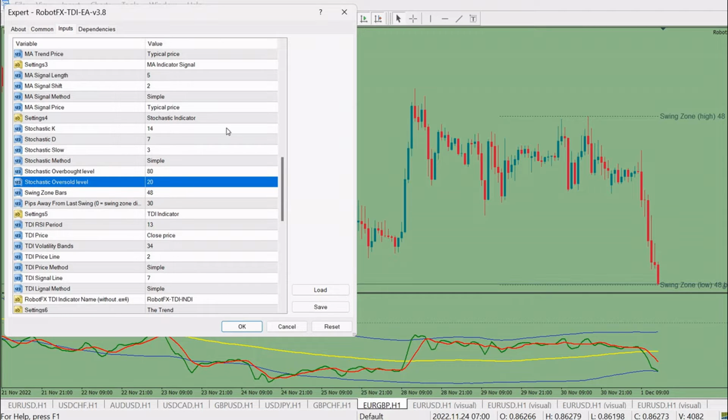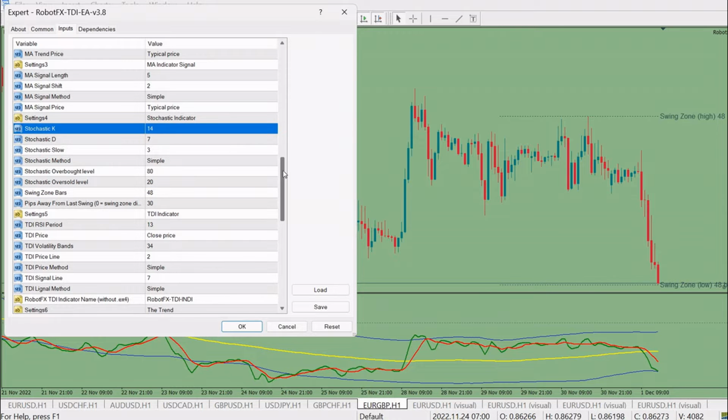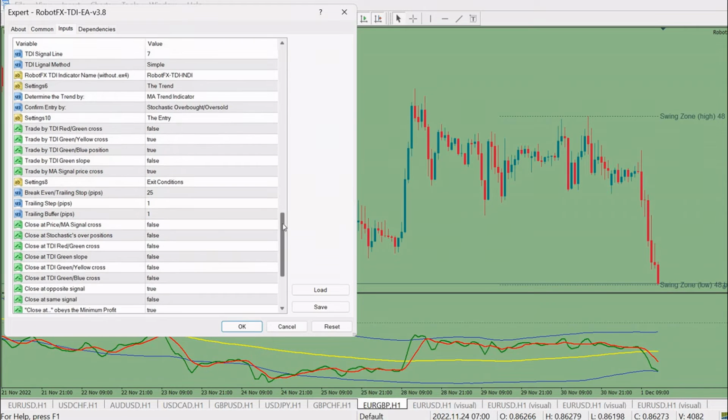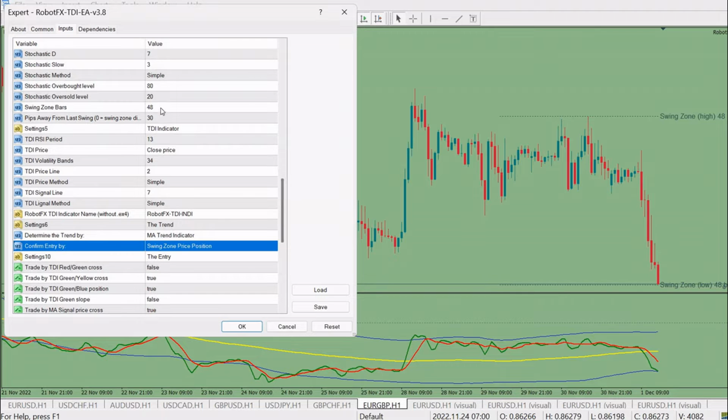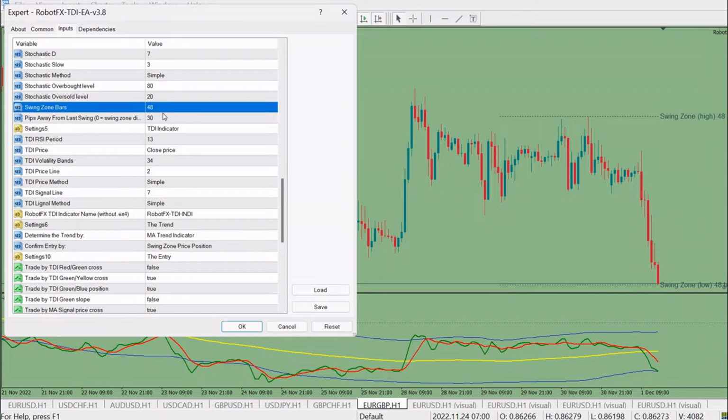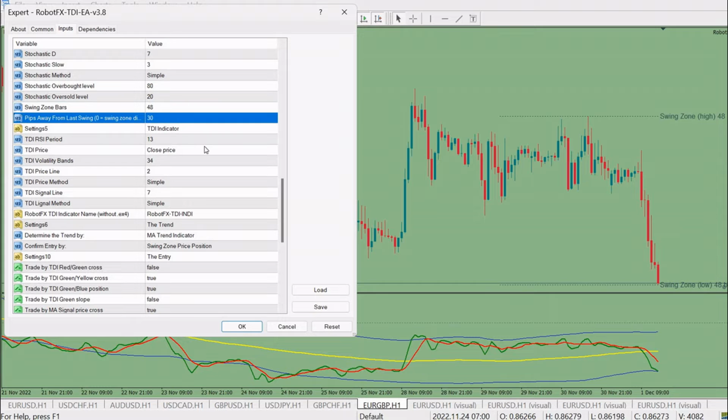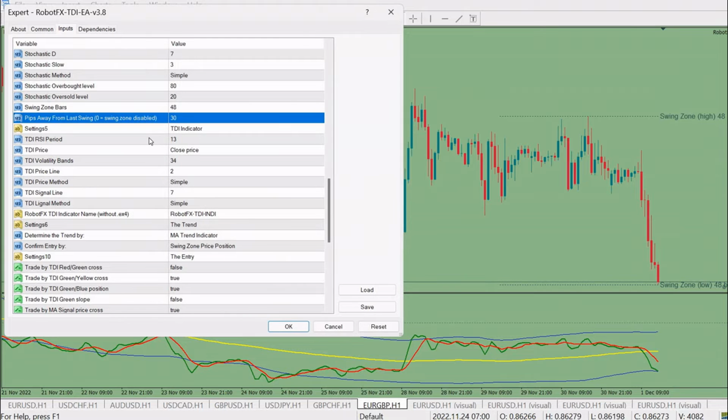So determine the levels, find the stochastic settings, and if you want to use it, make sure it is selected in the confirm entry buy. And the other option, and now I'm explaining setting 6 as well, the other option is the swing zone price position that is displayed on the chart. And for that we have two settings, the swing zone bars and the pips away from the last swing. You'll find this filter in other Forex expert advisors as well, because it's very reliable.